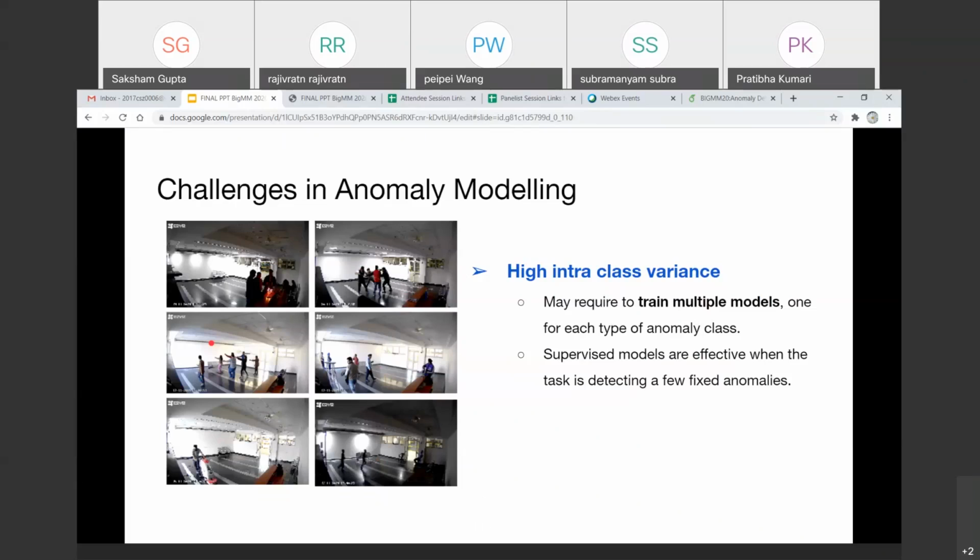So one single class for abnormality does not work. You will have to train multiple classes for each type of abnormality. So it will only work when your aim is to train a model for some fixed classes of anomaly. That cannot be generalized for the task where your aim is to find a general suspicious situation.